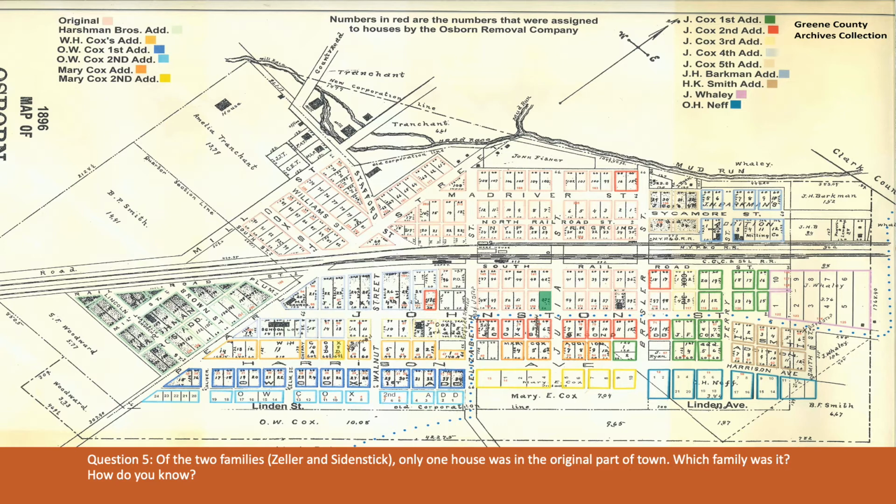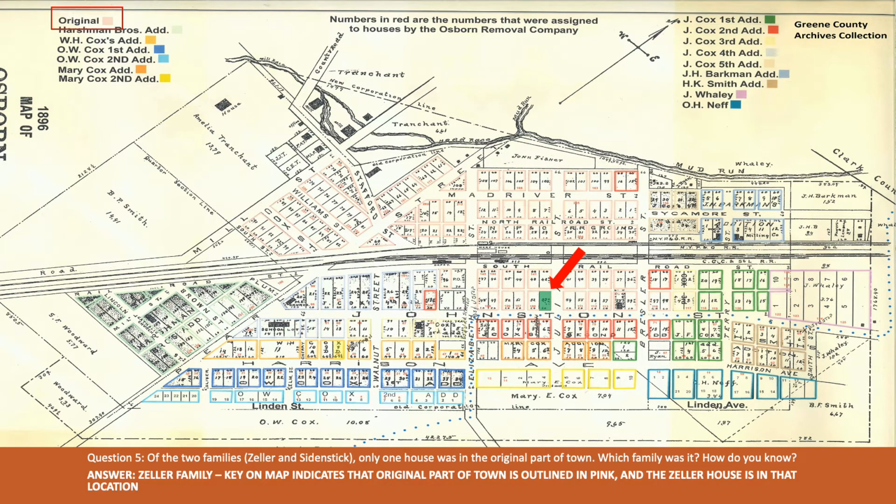Question 5. Of the 2 families, the Zeller family and the Sidestick family, only one house was in the original part of town. Which family was it, and how do you know? If we're looking at this map, one of the first things you're going to do is look at the legend or the key. You look up in the top, and part of the key is in the top left, and the other part is in the top right.